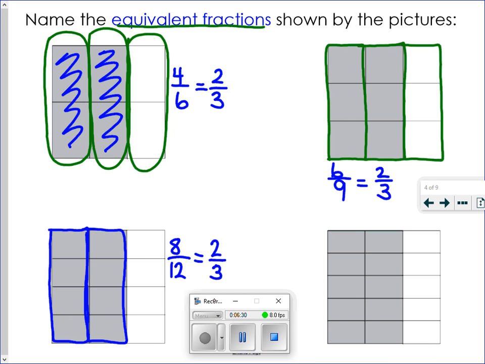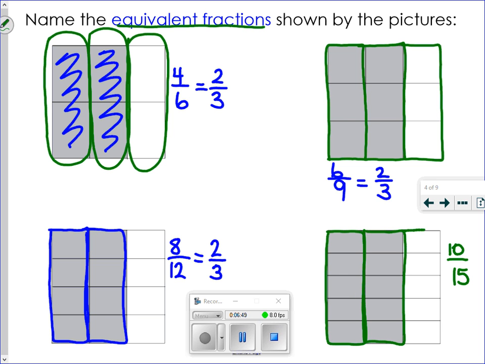Okay, what about this one? 2, 4, 6, 8, 10 out of how many altogether? 15. So 10/15 is shaded. But again, if I regroup it, that is equivalent to 2 out of 3 equal groups that are shaded. So that is equal to 2/3 as well.